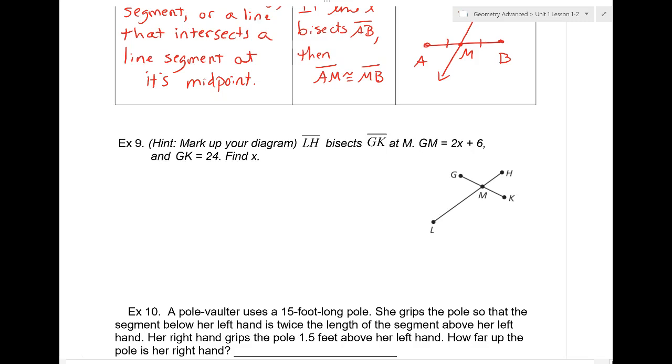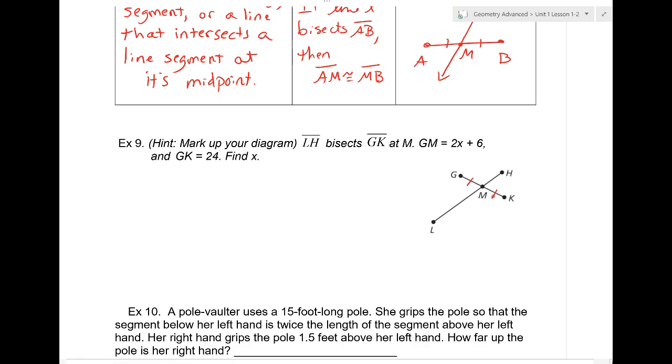It says hint, mark up your diagram. Guess what your hint for your homework is? Redraw the diagram, mark it up. You'll be great. So it says the following. Segment LH bisects segment GK, which means I get two congruent segments. Does that mean GK bisects LH? No, it's just going one way. Be careful not to flip that around. It has to say bisects each other for it to be that way.